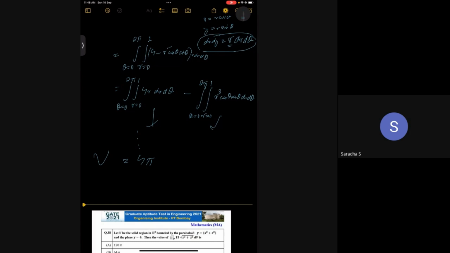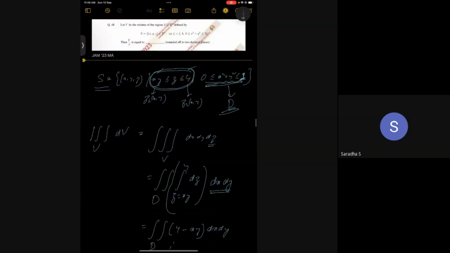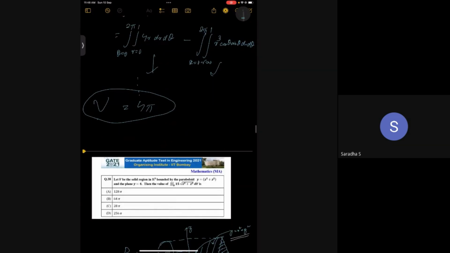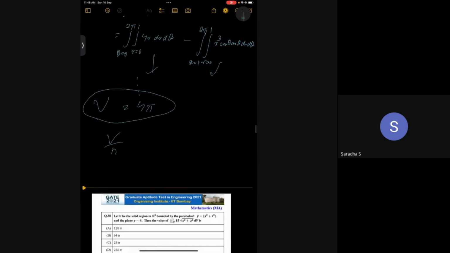So the volume V is 4 pi, and in our question we were asked to find what the value of V by pi is. So V by pi is nothing but 4. Answer is 4.